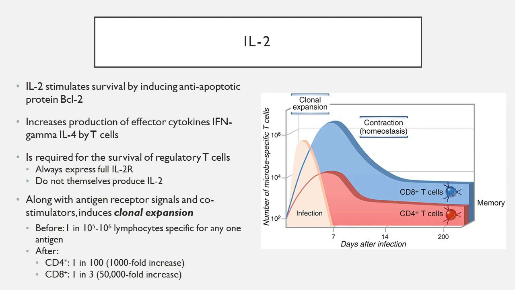IL-2, because it's a growth factor, is also really important during the clonal expansion process. Before clonal expansion, there might be one lymphocyte that's specific to an antigen for every 10,000, 100,000, 1 million, or even fewer lymphocytes in general. After expansion, and all because of IL-2, we see a 1,000-fold increase in CD4 plus cells and a 50,000-fold increase in CD8 plus cells. The difference in those numbers is in part because CD8 plus cells are necessary for themselves to carry out the effector functions. CD4 plus, again, are helper T cells that help other cells carry out their functions, so they can help multiple cells do their job. CD8 plus cells have to do it themselves, which requires larger numbers.